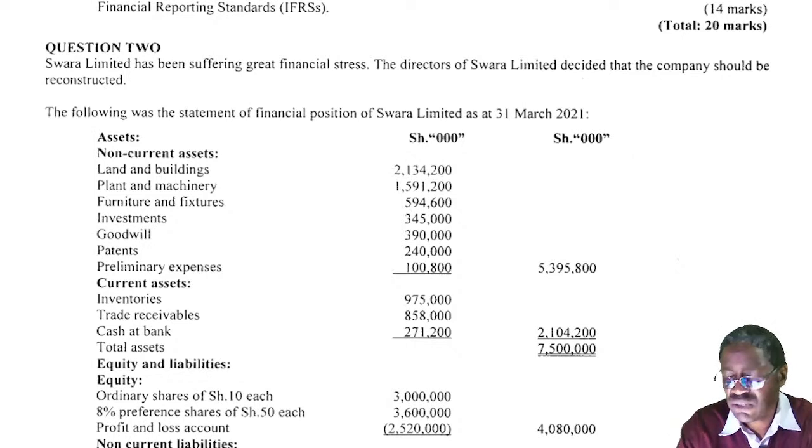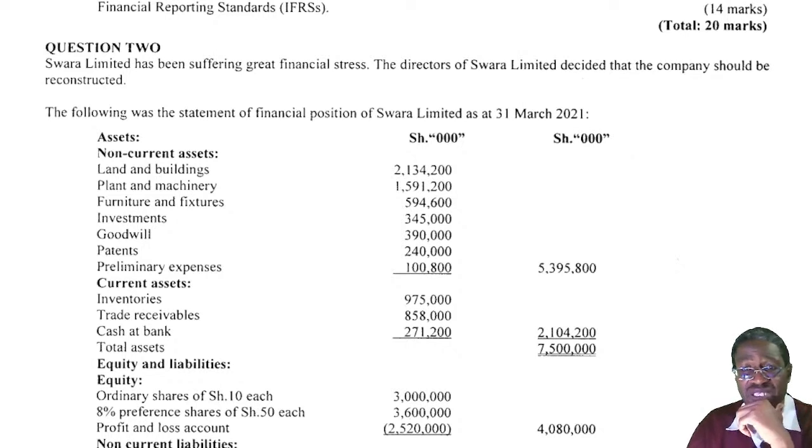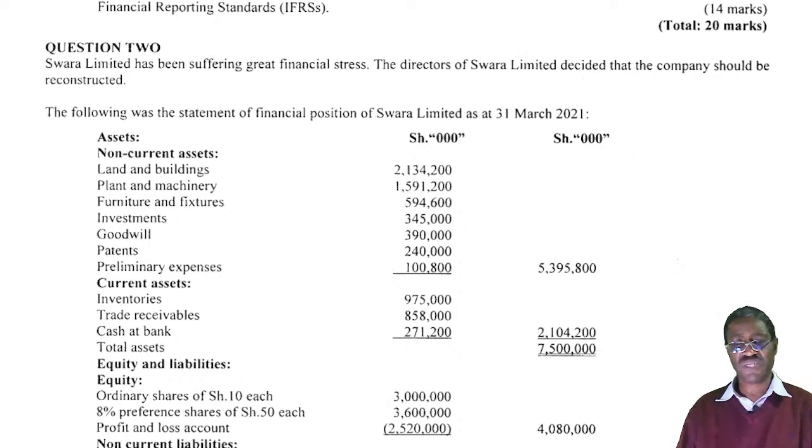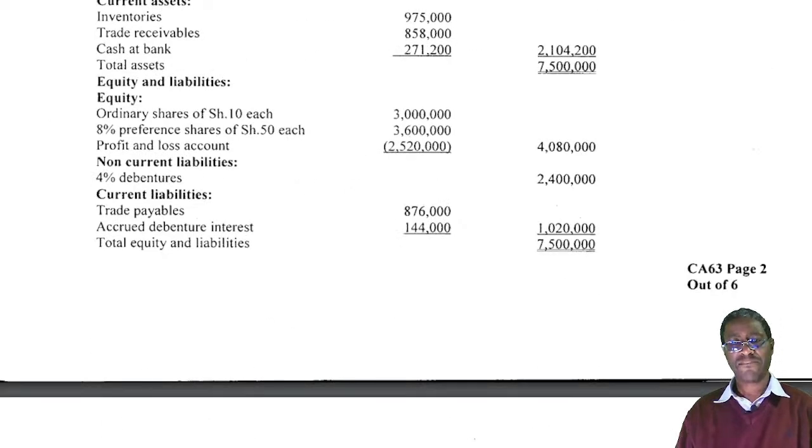March 2021. You are given in that balance sheet land and buildings, machinery, furniture, investments, goodwill, patent, preliminary expenses. Then among the current assets, you are given inventories, trade receivables, cash at bank. Then among the equities, you have ordinary shares of 10 each. You have 8% preference shares of 50 each. You have profit and loss account. You can see the profit and loss account is in brackets. What does it mean? It means it's a retained loss. Then we go to non-current liabilities. We find 4% debentures. Among the current liabilities, we find trade payables, accrued debenture interest. That's all for the balance sheet.